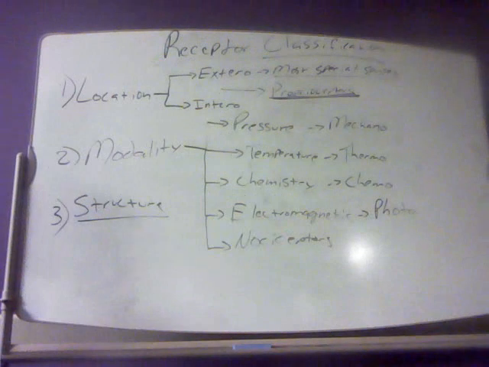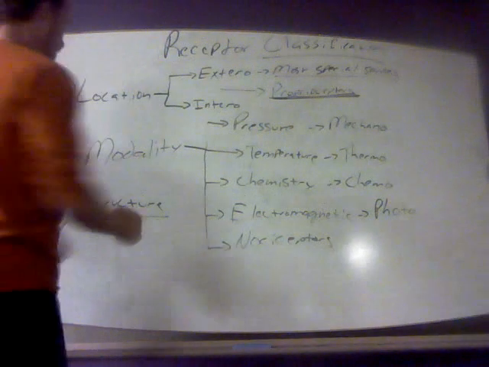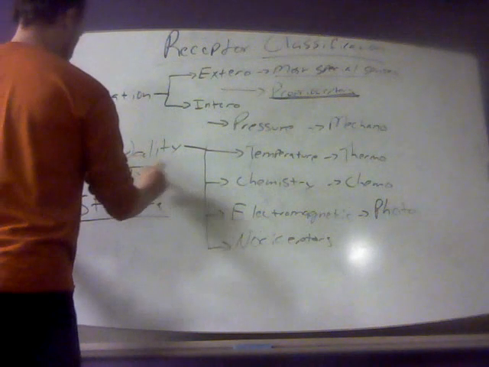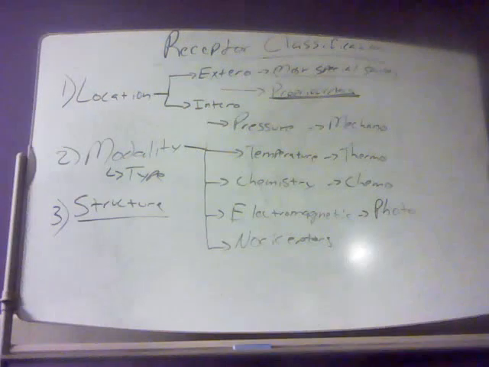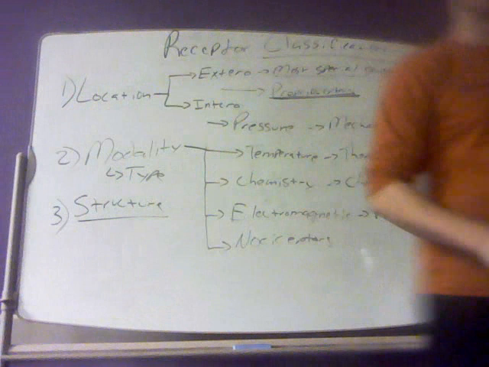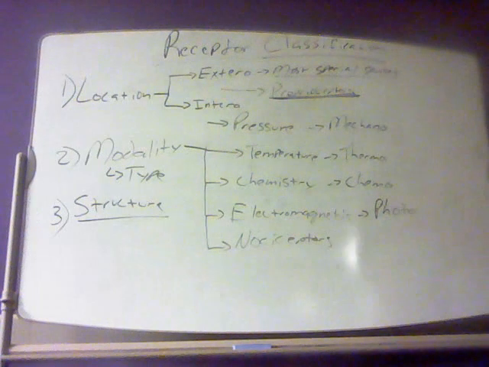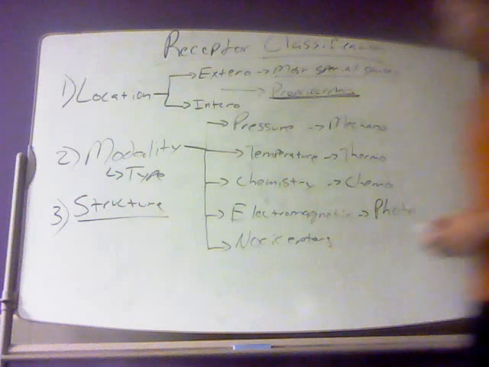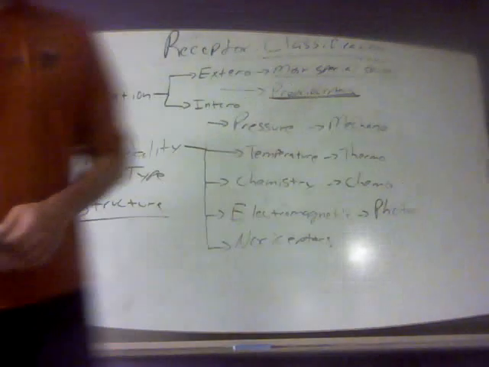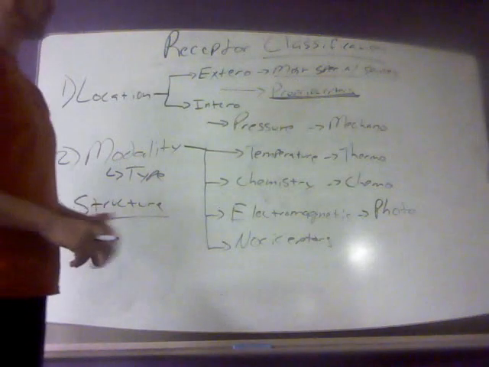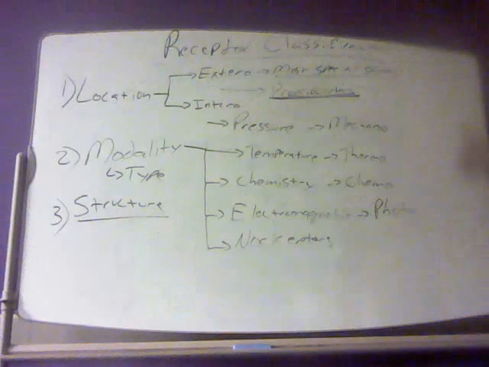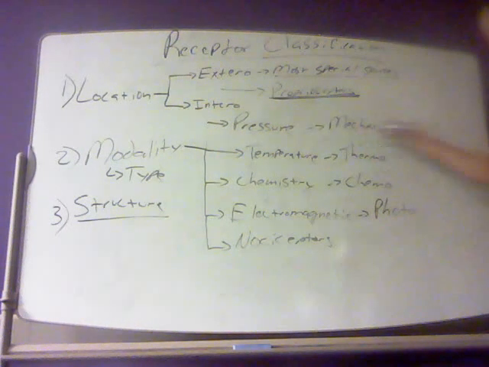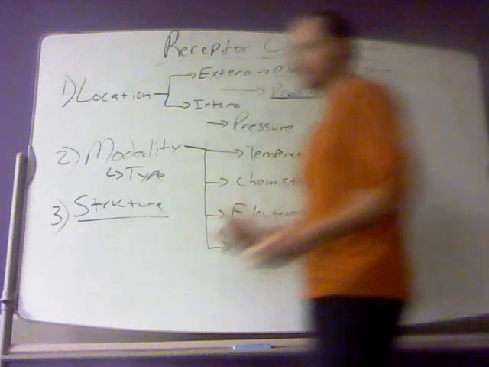And then when we talk about modality, think of modality as type. Think of the word modality as type. There are basically five different types of receptors in the body that detect different variations of mechanics, temperature, chemistry, and so on. The first type of receptor that I have on here is a pressure receptor, which is what we call a mechanoreceptor. Mechanoreceptors detect changes in pressure.